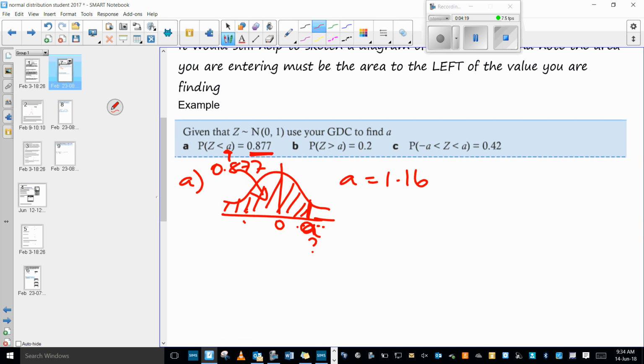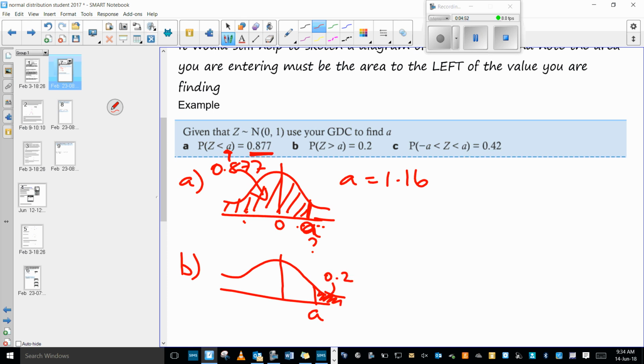Okay, B. Now, here we've got our value of A. The probability that our value is greater than A is 0.2. The fact it's greater than A is only 0.2 tells us that A has to be over here and that this portion here is 0.2. Are you happy with that?